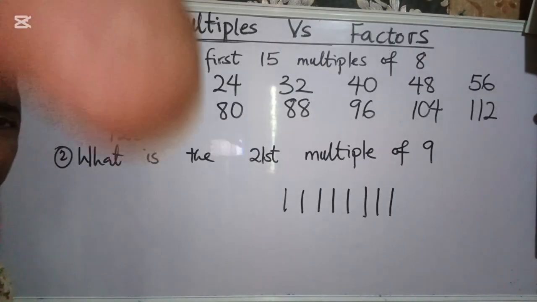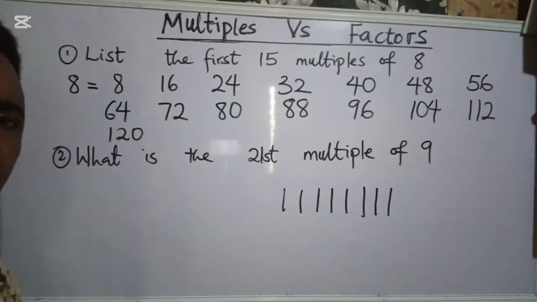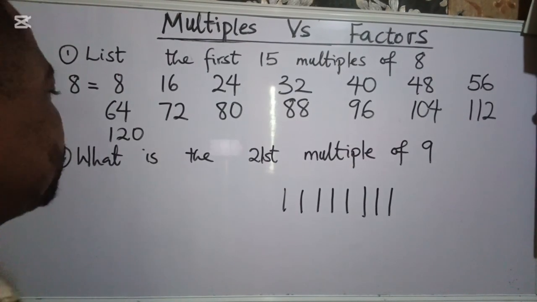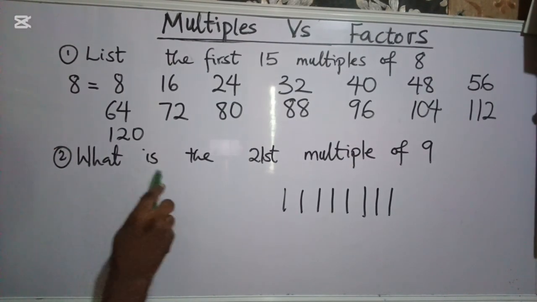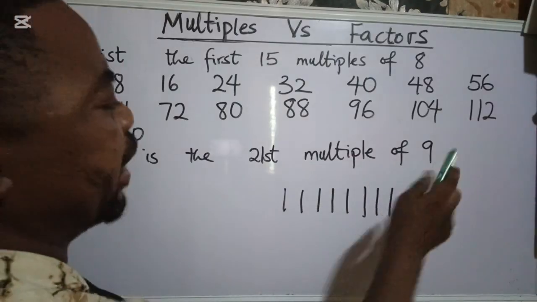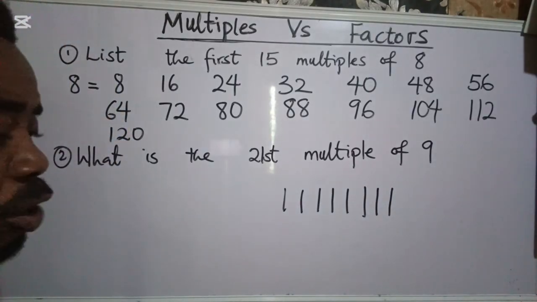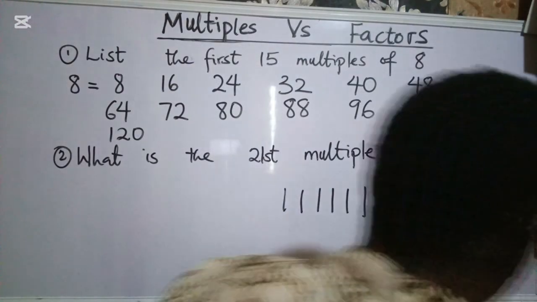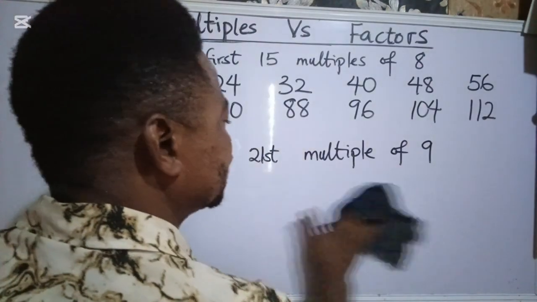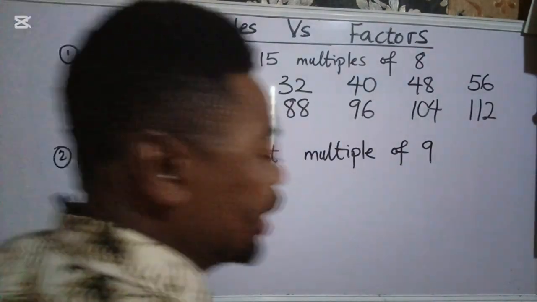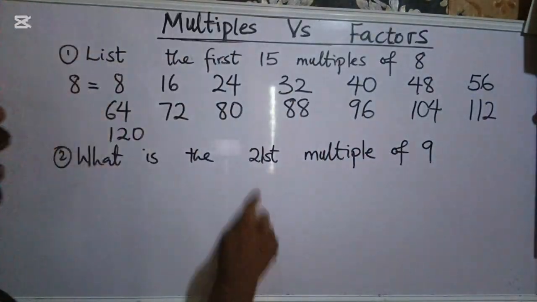Is that understood now? All right, so let's go to the next one now. The next one says, what is the 21st multiple of 9? Now they are not telling you to list all of them. They are just asking you the one that falls into the 21st position. When you are listing the multiples of 9, which one will be at the 21st position?